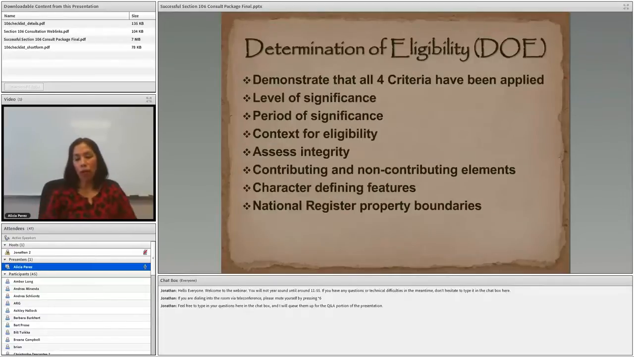So your determination of eligibility, or DOE, again, you need to demonstrate that all 4 criteria have been applied. You don't want to just regurgitate the criteria. So for instance, you don't want to use sentences such as, this archaeological resource is not eligible under criterion A because it is not associated to an important event in history.